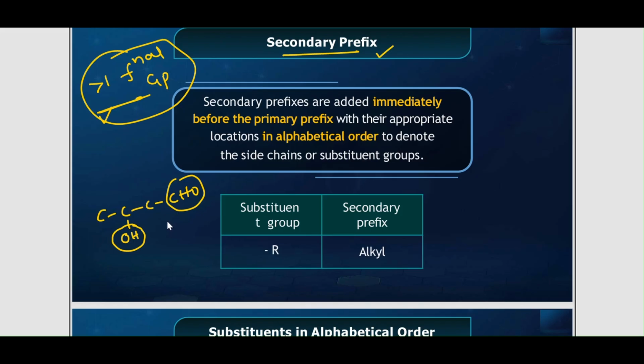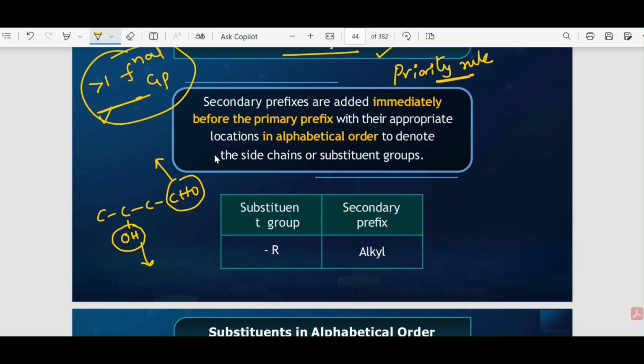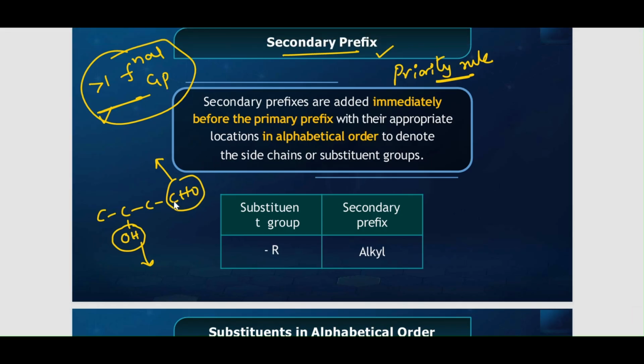What is that secondary prefix? In those functional groups we have to identify which is major and which is minor, so that we can observe according to the priority rule. As per the priority rule, we have to identify which is the major functional group and which is the minor functional group. In the next slide I will give you the complete priority rule order.